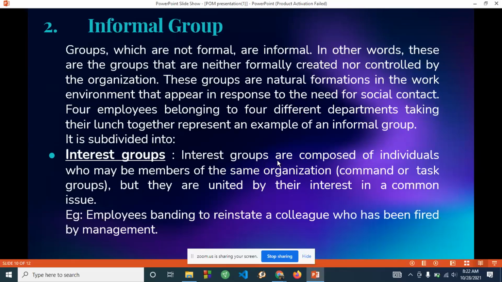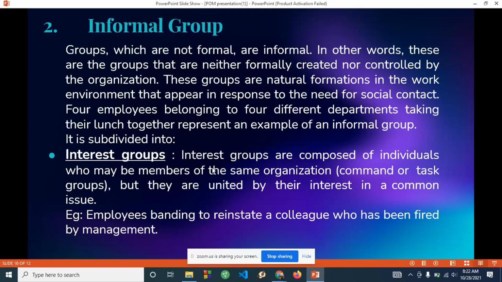Let's talk about the informal group. Groups which are not formal are informal groups. In other words, these are groups that are neither formally created nor controlled by the organization. These groups are natural formations in the work environment that appear in response to the need for social contact.